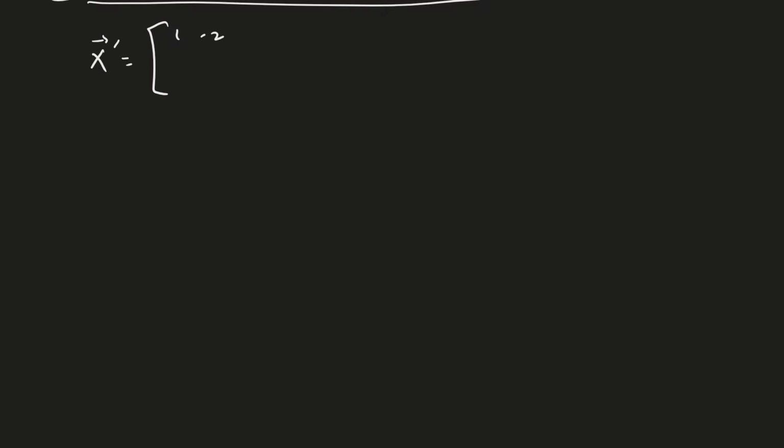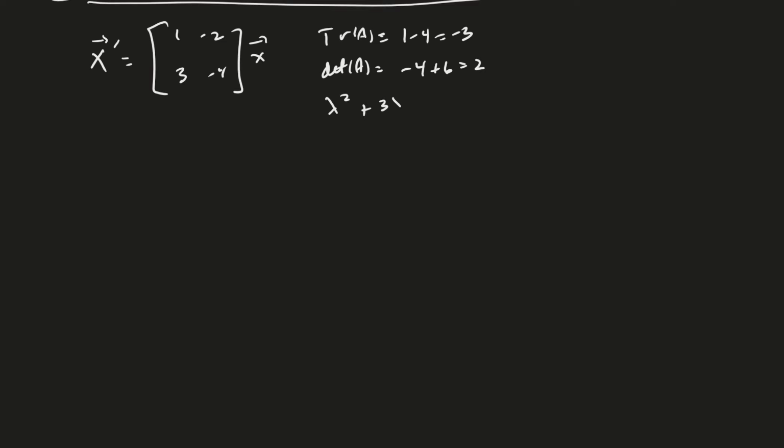This is the one that we did the group work on, so you should have hopefully the solution to that already worked out, but we'll go ahead and just briefly run it. So the trace of A here is equal to 1 minus 4, which is minus 3. Determinant is minus 4 plus 6. And so therefore we have lambda squared minus 3 lambda, plus 2.